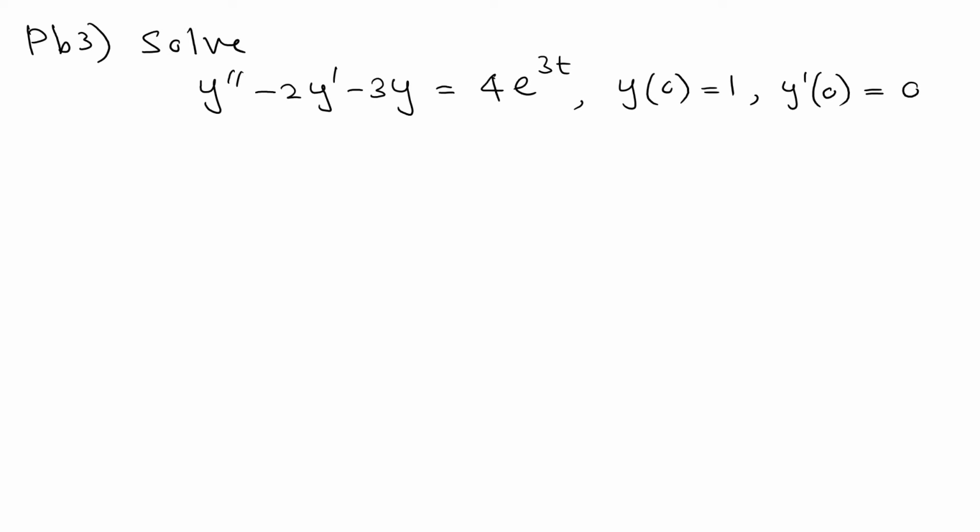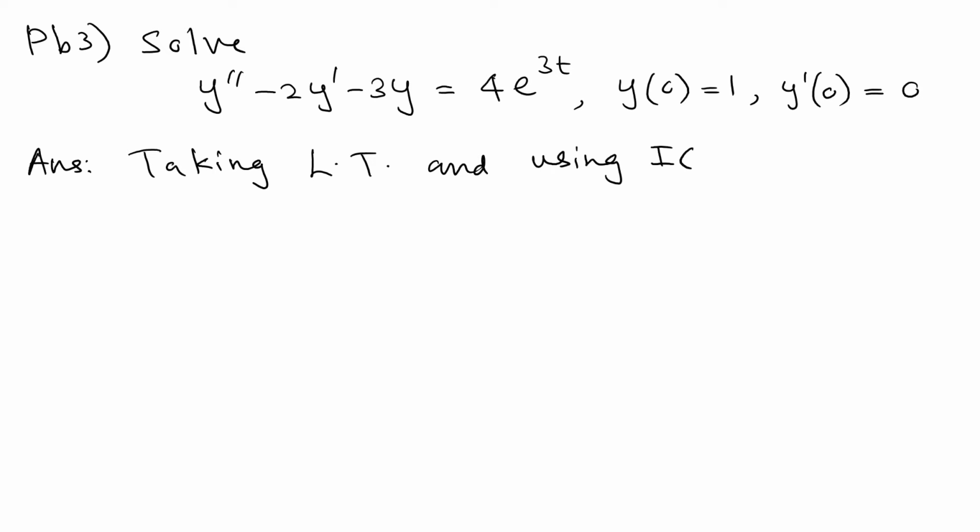So as the next one, we have y double prime minus 2y prime minus 3y equal 4e^(2t), y(0) equal 1, y prime (0) equal 0. So we can use the same method. So taking the Laplace transform and using the initial conditions, we can write it like this.